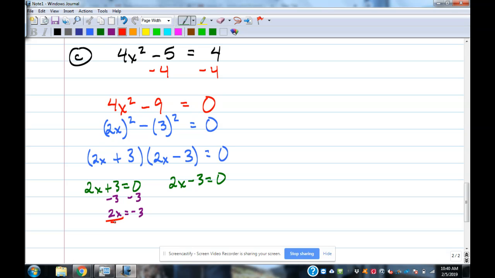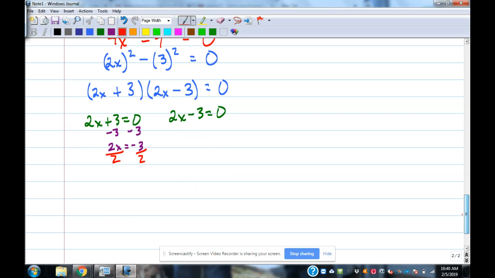Divide by 2. Get this fraction, -3/2. Leave it as a fraction. Don't convert that to a mixed number or a decimal. Leave it as a fraction. Same thing over here. Just going to change signs on us. It's the +3/2.